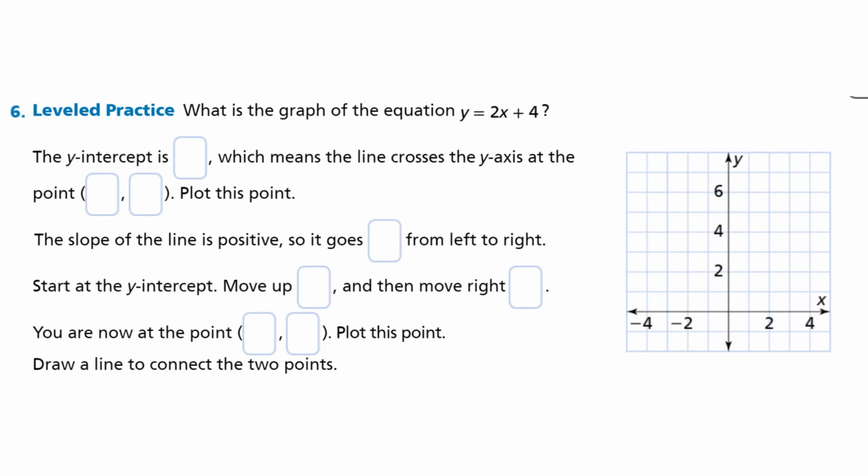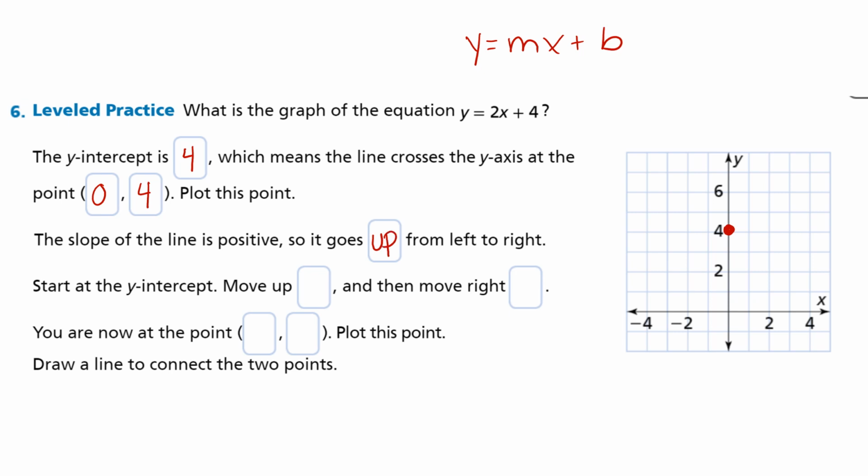Number 6, it asks, what is the graph of the equation y equals 2x plus 4? So the y-intercept is 4, which is the plus b part of the equation, which means the line crosses the y-axis at the point (0, 4). So we're going to plot the point (0, 4) on the graph. The slope of the line is positive, so it is going to go up from left to right.